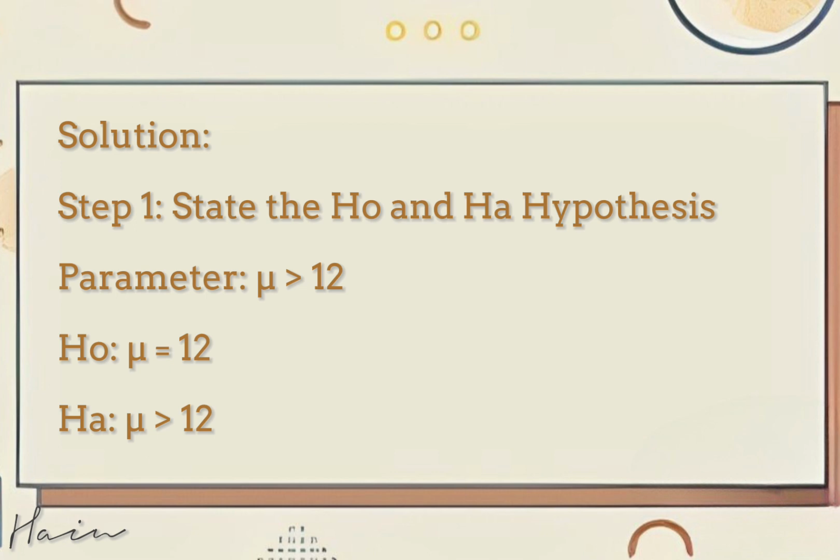Step 1 is state the null hypothesis and alternative hypothesis. But first, tignan muna natin kung ano yung claim niya o yung parameter. So sabi doon, more than 12. So our claim is more than 12. So our null hypothesis is mean is equal to 12 and our alternative hypothesis is mean is greater than 12, since our claim is greater than 12.